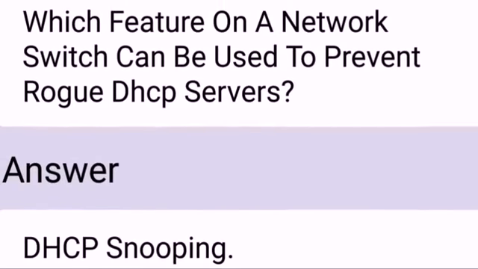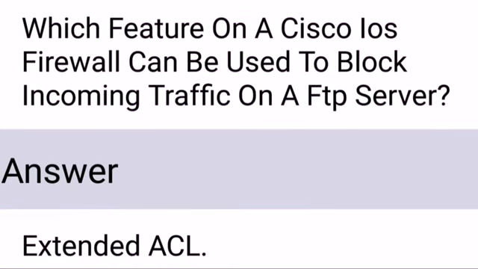Which feature on a network switch can be used to prevent rogue DHCP servers? DHCP snooping. Which feature on a Cisco IOS firewall can be used to block incoming traffic on a FTP server? Extended ACL.